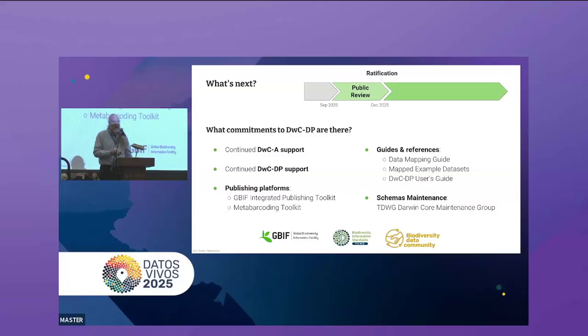So what commitments are there to Darwin Core Data Package? Well, first and foremost, there will be continued support for Darwin Core archives, not just in that they will be accepted, but there will also be training. In addition, there will be continued and augmented support for Darwin Core data packages because we know where we're at in this community and we need to create capacity. Publishing platforms such as the GBIF Integrated Publishing Toolkit and the Metabarcoding Data Toolkit already publish Darwin Core data packages in testing, but they work.